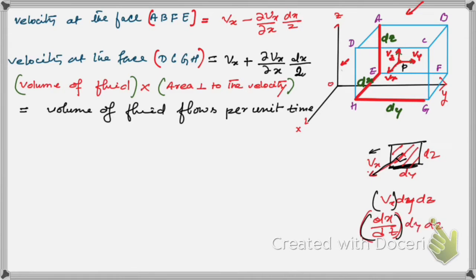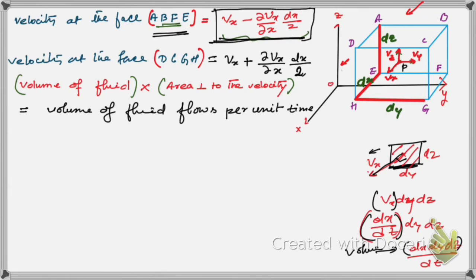That's going to give you the velocity along the x-axis, right? So then dy dz. Now you see, dx dy dz is going to give you the volume, length, breadth, height, right? So that's why divided by t, this is the volume. Now you see here, velocity at this surface is this one, not only vx. We have got vx minus partial derivative of vx with respect to x into dx by 2. So if you multiply with the area of this face ABFE, then what are you going to have? You're going to have the volume of liquid coming into the parallelepiped per unit time, right?